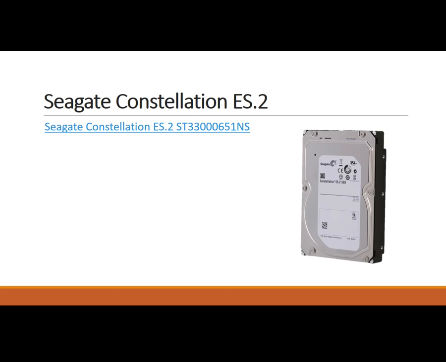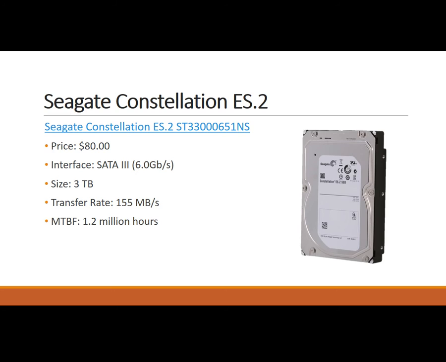The Seagate Constellation ES2 price is $80. The interface is SATA 3. It's 3 terabyte. The transfer rate is 155 megabytes per second, and 1.2 million hours. Is this your solid state drive, right? No, this is the hard drive. Spinny.